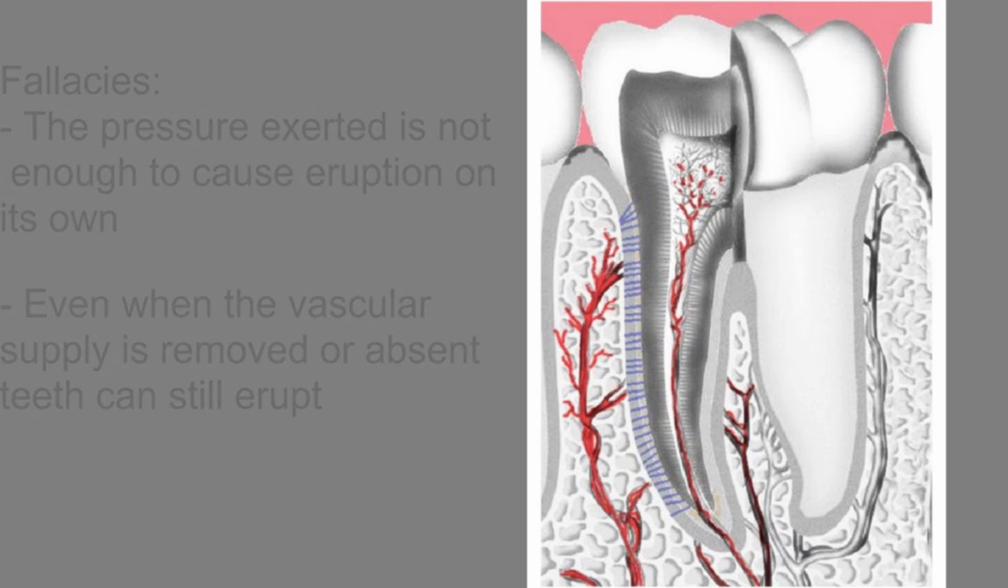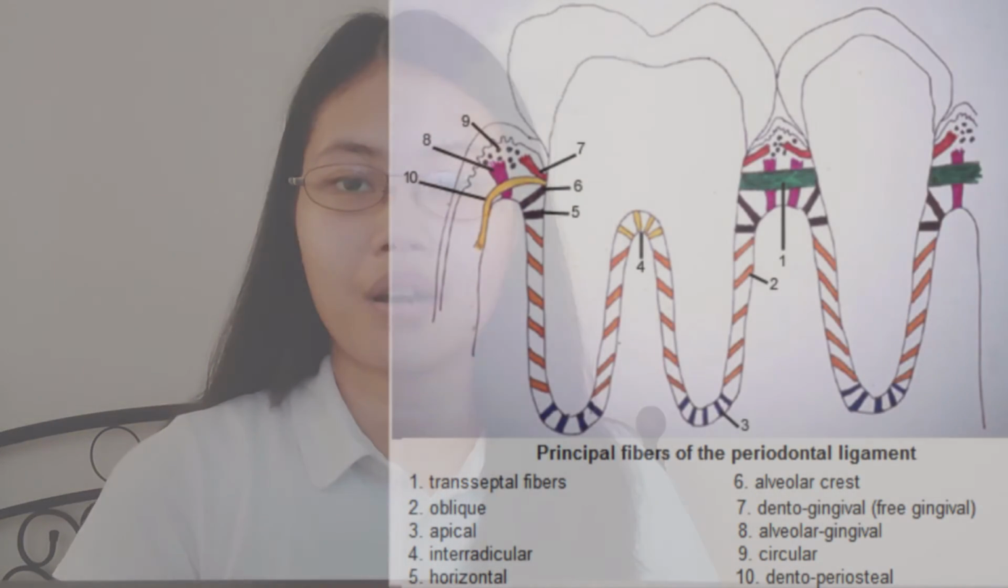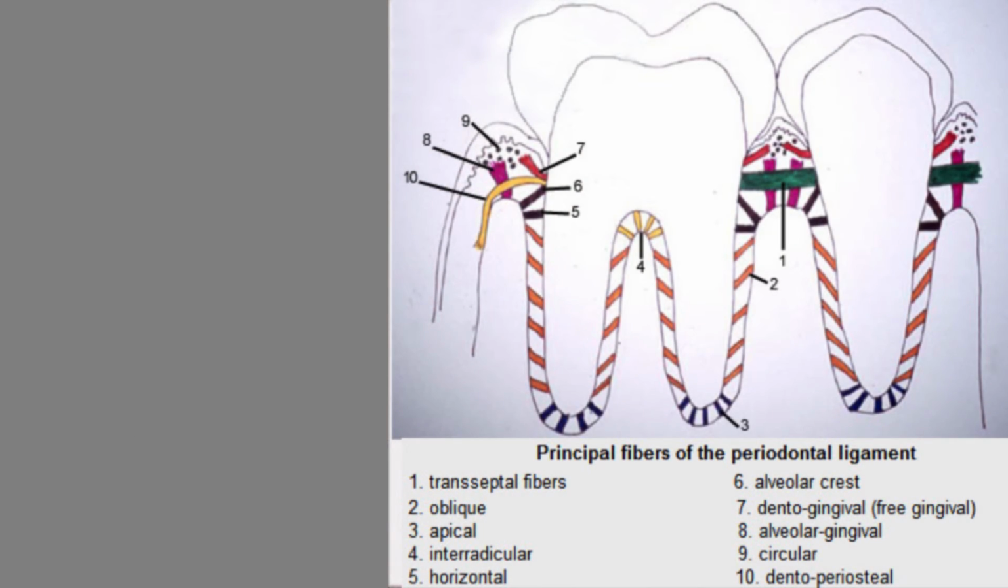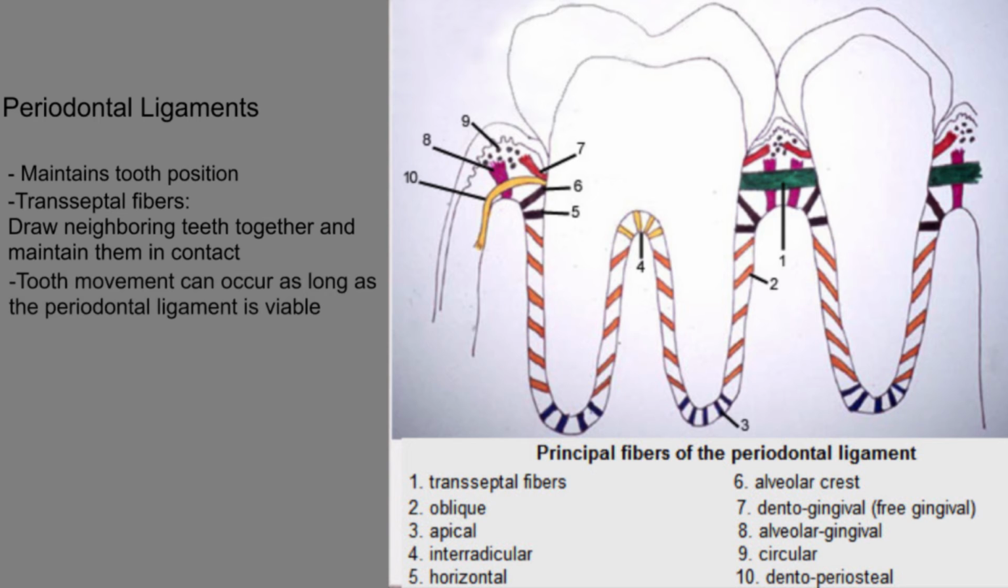The periodontal ligament traction theory, among all the other theories that had been discussed, is much more accepted because it has the strongest evidence in its favor. The periodontal ligament has an important role in maintaining tooth position. The transeptal fibers running between adjacent teeth across the alveolar process draw neighboring teeth together and maintain them in contact. As long as the periodontal ligament is viable, tooth movement occurs.